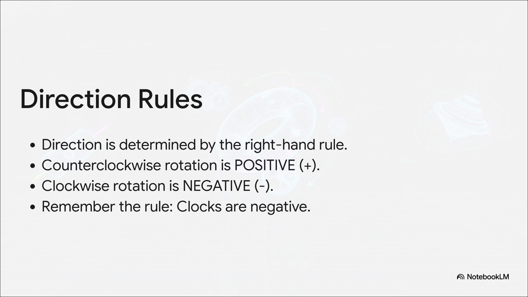But honestly, for your practical, everyday calculations, just remember this one simple, unbreakable rule. Clocks are negative. If a rigid body is rotating counterclockwise, its angular velocity is positive. If it spins clockwise, like the hands on a wall clock, it's negative. It's incredibly simple, yet totally crucial for keeping your calculations on track.